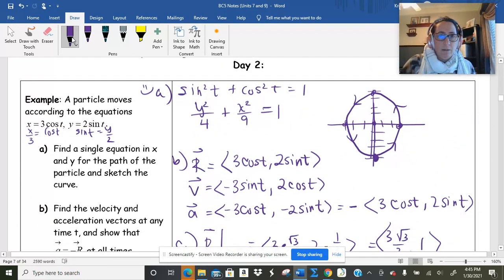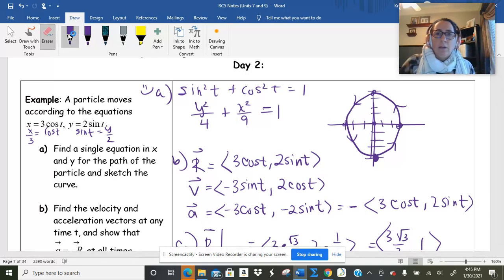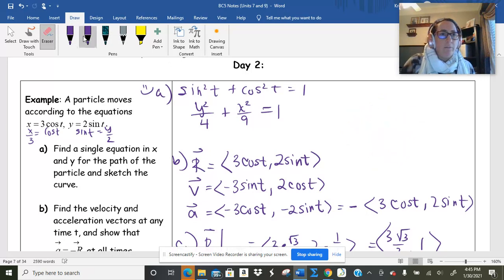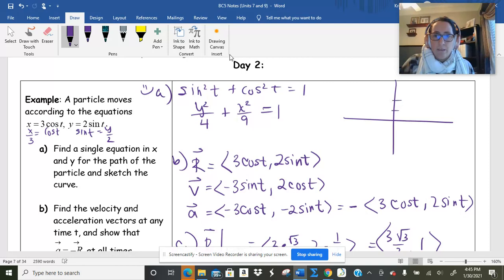I knew it, I messed up. I went out 4 instead of 2. All worried about trying to make that curve. Let's try that one more time. Did you guys catch that as we were making it? Oh, silly me. On the y, it's 2. On the x is 3. You always want the 2 squared and the 3 squared.